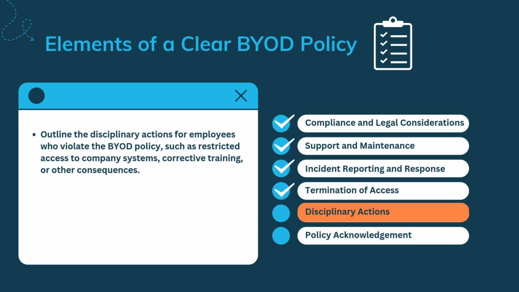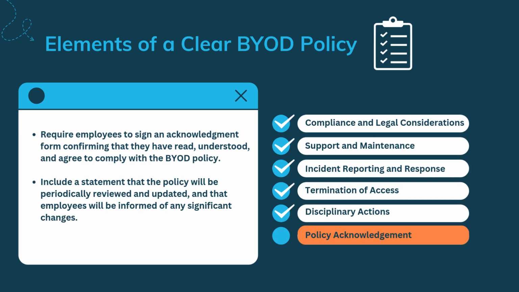The policy should explain what could happen if someone doesn't follow the BYOD rules. This might include things like restricted access to company systems, corrective training, or other consequences or disciplinary actions. And finally, policy acknowledgement. The policy should make it clear that employees need to sign an acknowledgement form saying they've read, understood, and agreed to follow the BYOD rules. It should also mention that the policy will be reviewed and updated from time to time, and that employees will be notified if there are any major changes.